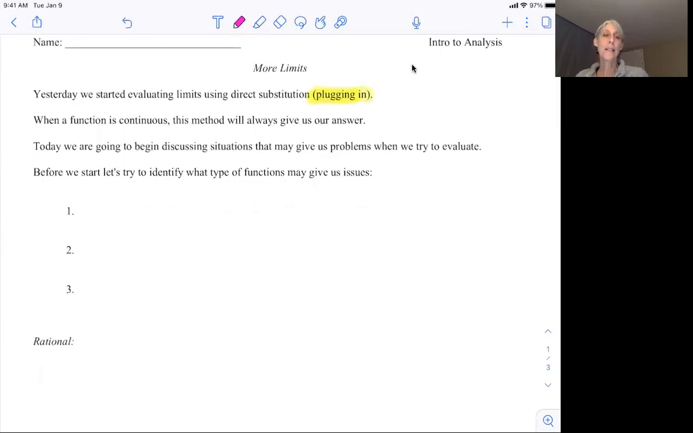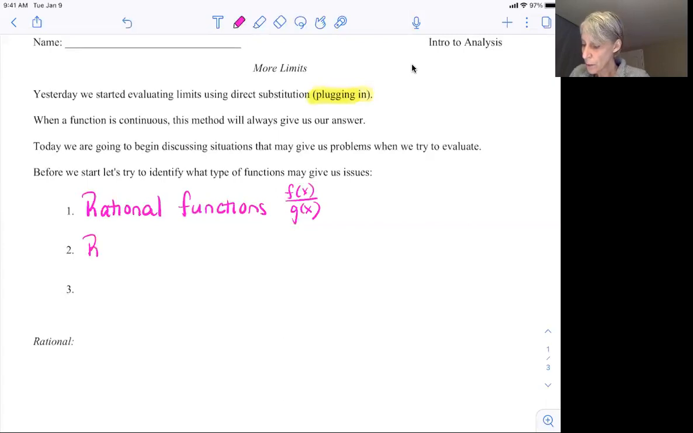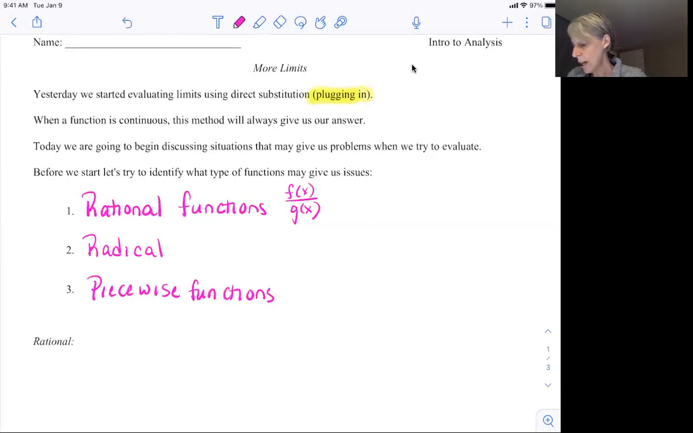So let's begin by discussing some functions that may give us issues. Those functions are going to be our rational functions, right? When we have some f of x over a g of x. Those functions are going to be radical functions, because what do we know about a radical function? We can't have a negative under the radical sign. And those functions are going to be piecewise functions. And we're going to have a whole separate day on piecewise functions.